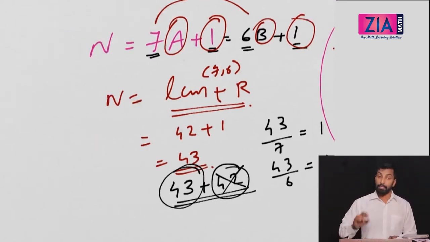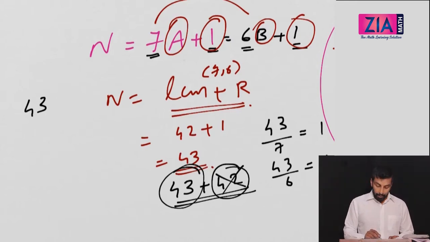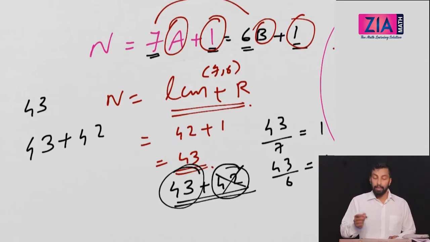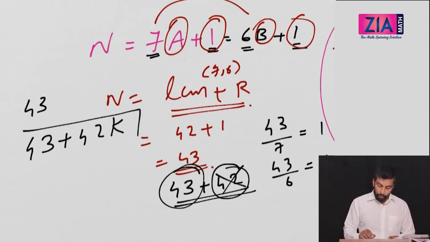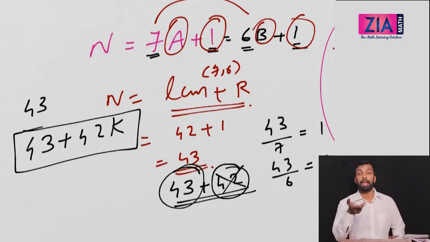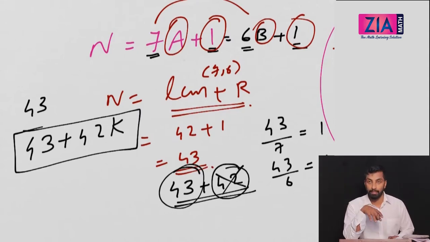So if I ask you what is the first possible number, that is 43. If I ask you the second possible number, 43 plus 42, that is 85. Third number, again add 42. So this is going to make a series. This is going to make an AP, the concept I have discussed already. So this is going to give you an AP with a common difference 42.